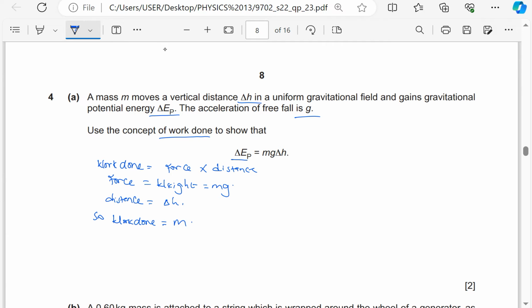is going to be mg delta h, but work done is equal to the gain in gravitational potential energy. Hence, the change in gravitational potential energy is going to be mg delta h. As simple as that. This statement here of saying that work done is equal to gain in gravitational potential energy is very important. You don't just equate randomly.